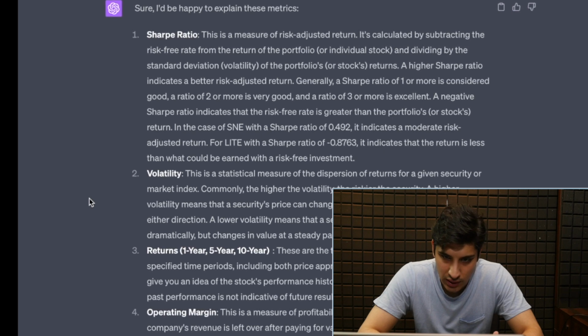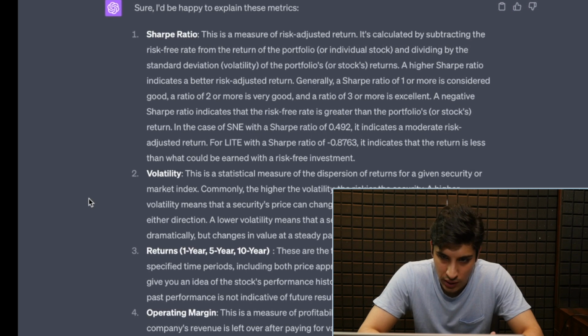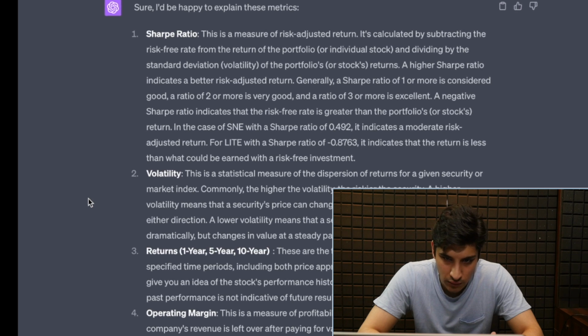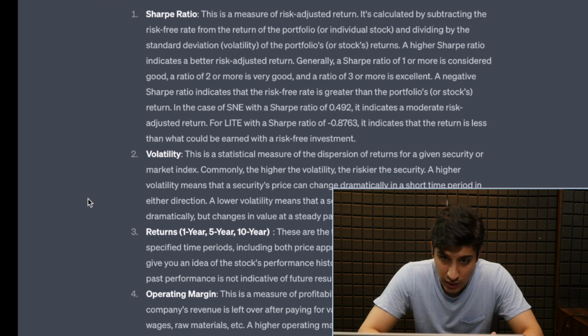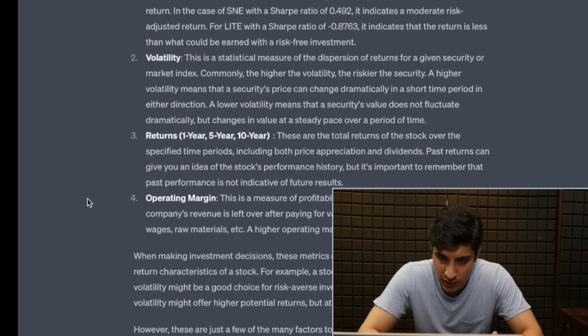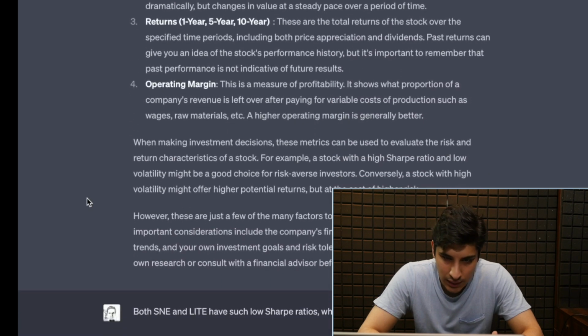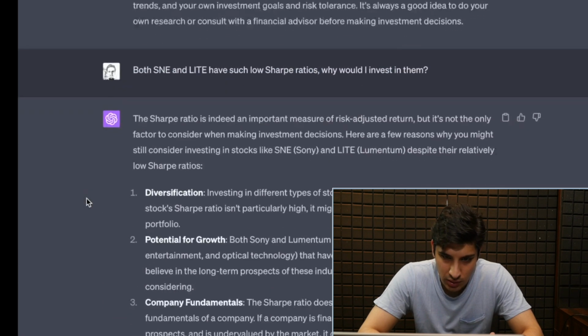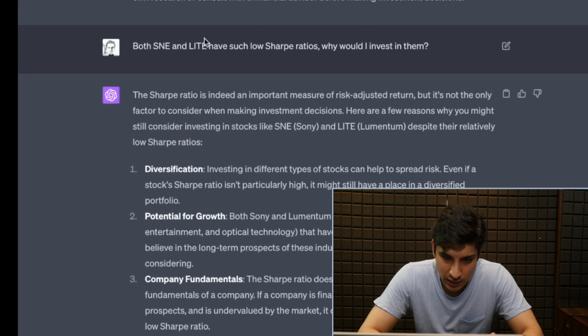In the case of SNE, a Sharpe ratio of 0.492 indicates a moderate risk adjusted return. For Lumentum, with a Sharpe ratio of negative 0.8763, it indicates that the return is less than what could be earned with a risk-free investment. I think that's a cause for concern, right?